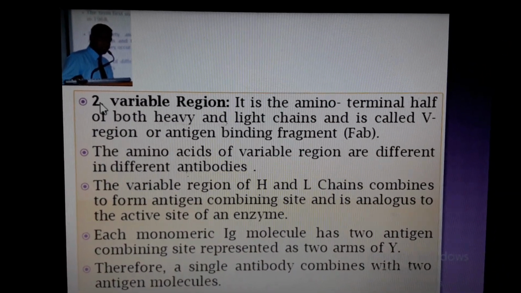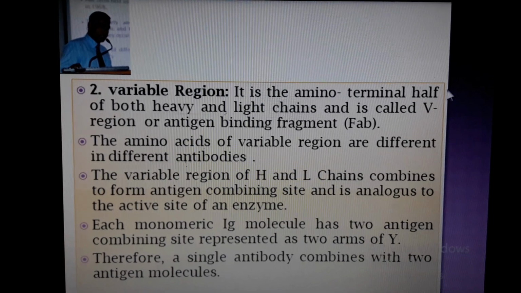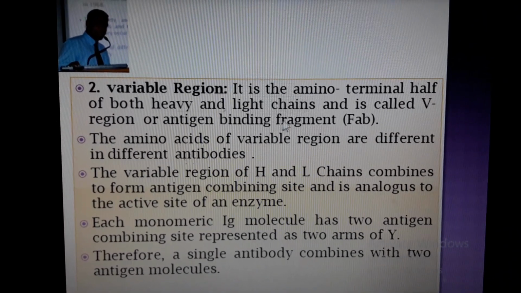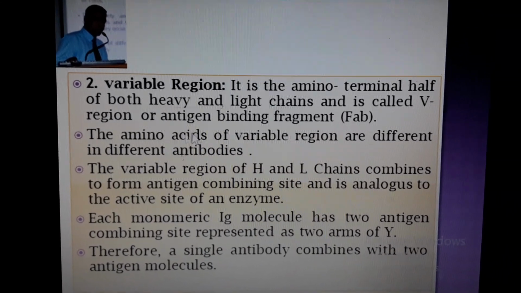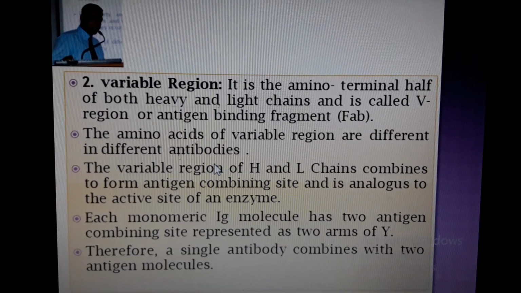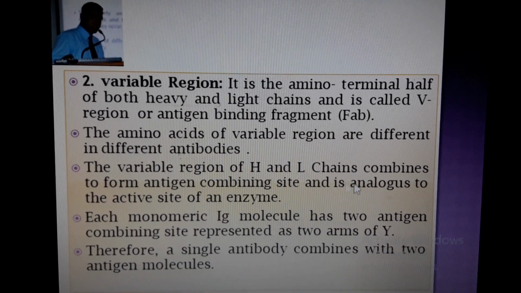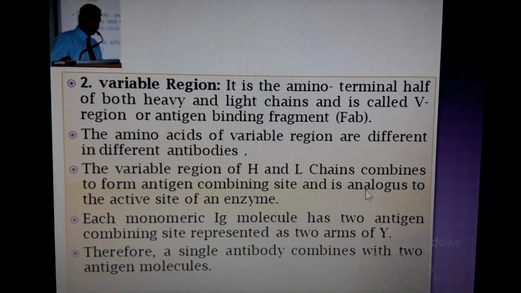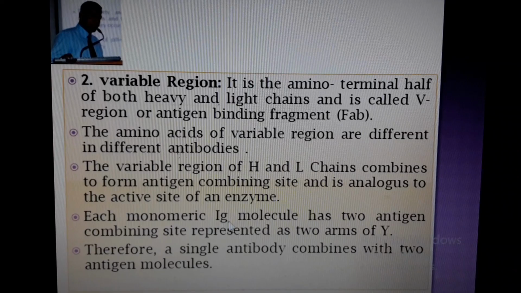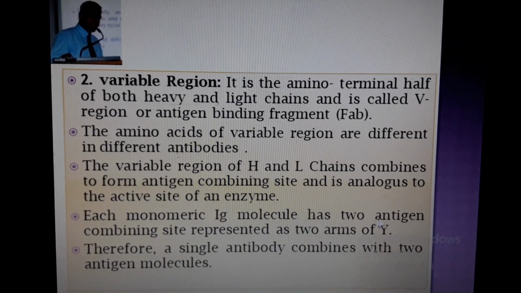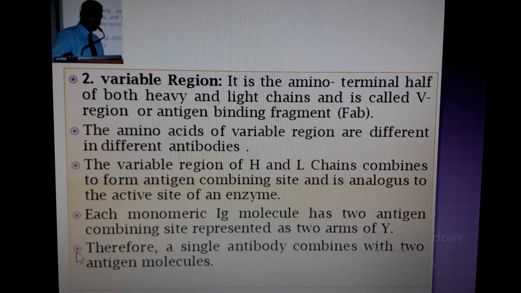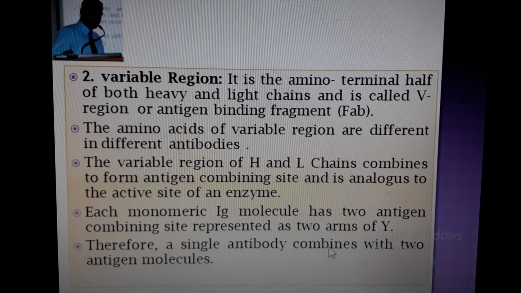Now, variable region. It is the amino terminal half of both heavy and light chains and is called V region or antigen binding fragment, that is also called Fab. The amino acids of the variable region are different in different antibodies. The variable regions of H and L chains combine to form the antigen combining site and is analogous to the active site of an enzyme. Each monomeric immunoglobulin molecule has 2 antigen combining sites represented as 2 arms of Y. Therefore, a single antibody combines with 2 antigen molecules.